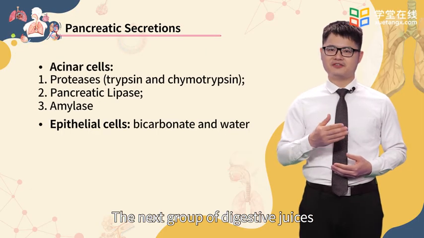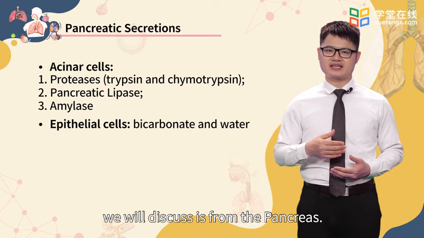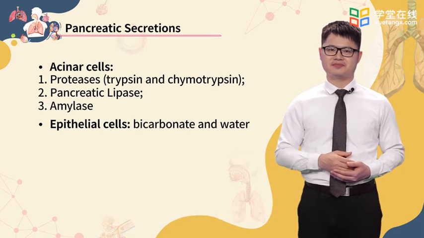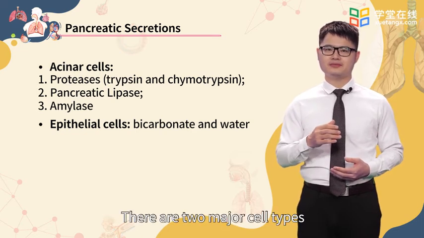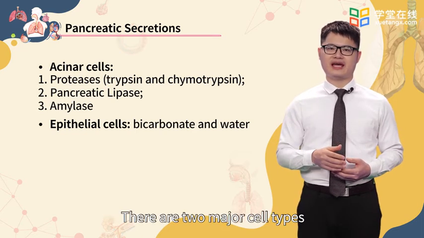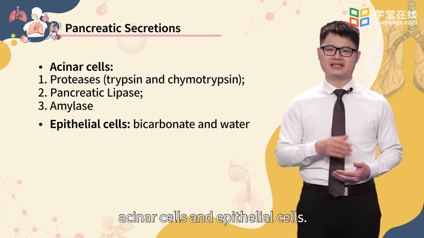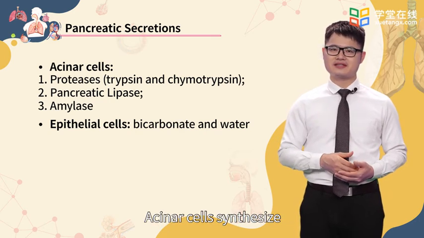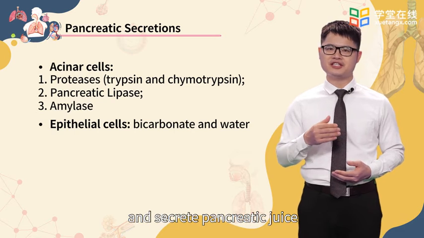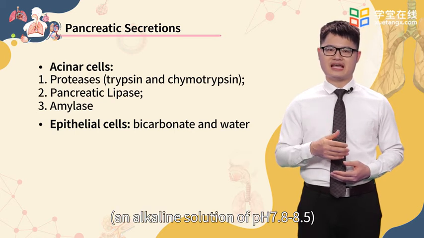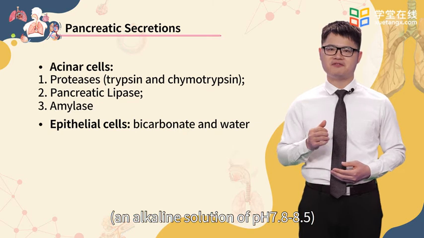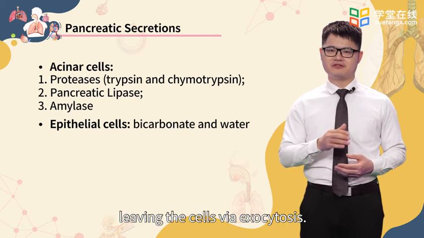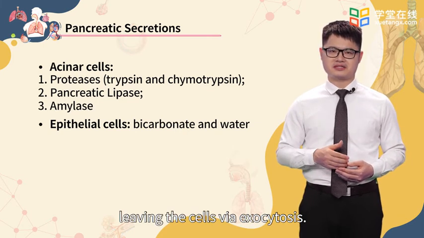The next group of digestive juices we will discuss is from the pancreas. There are two major types of cells in the exocrine pancreas, the acinar cells and the epithelial cells. Acinar cells synthesize and secrete pancreatic juice, which is an alkaline solution of pH 7.8 to 8.5, leaving the cells via exocytosis.